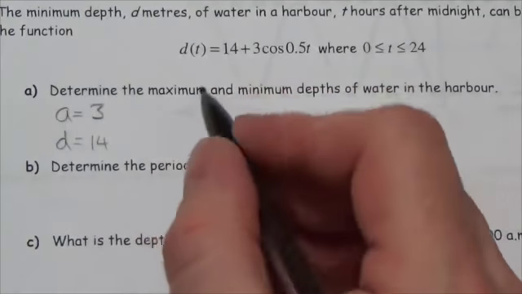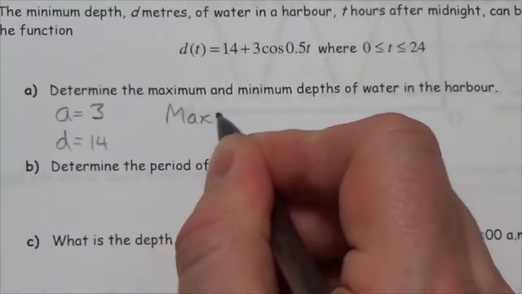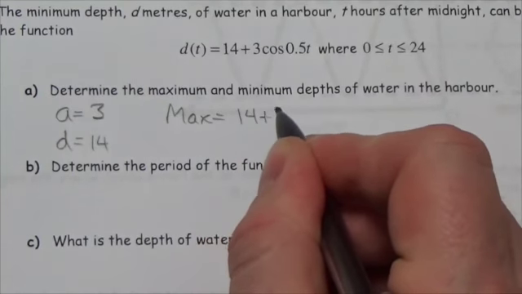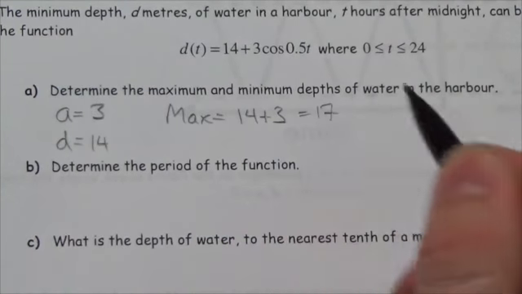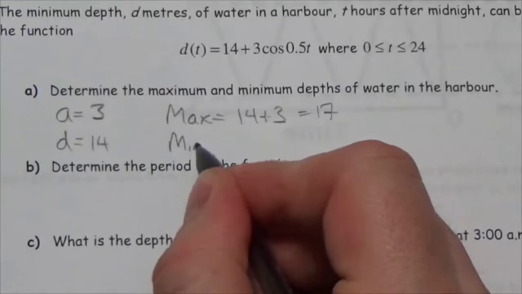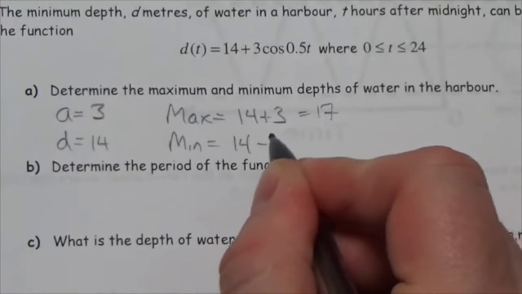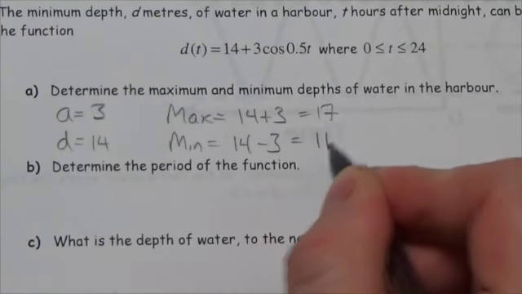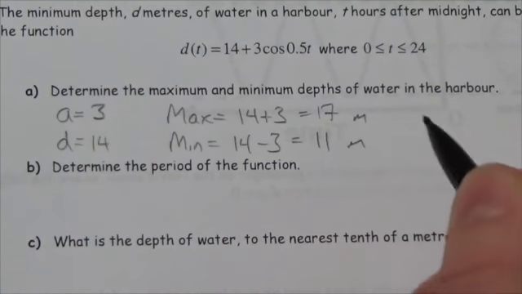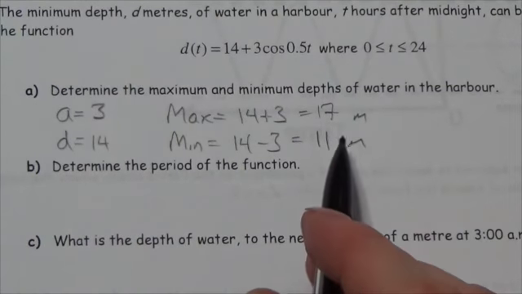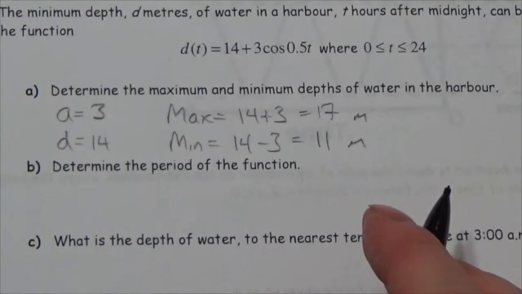So watch that. Now our maximum is simply going to be that d value plus the a value, so 17. And our min is going to be the d value minus the a value. In this case, it's going to be 11. So the maximum depth is going to be 17 meters, and the minimum depth is going to be 11 meters.